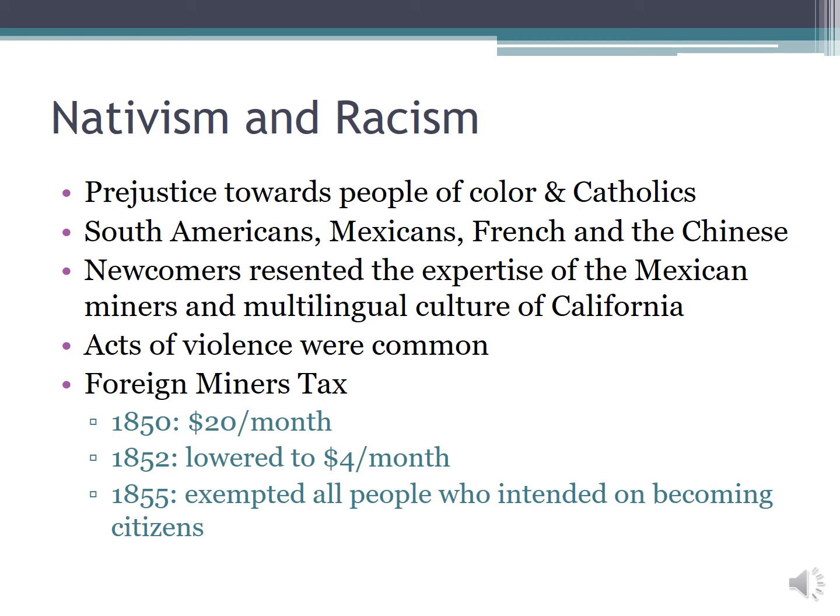an advantage, right? So they decided to pass a tax called the Foreign Miners Tax, or the Miners Tax of 1850. This was a tax put on people who were actively mining a claim of $20 a month if you were a non-citizen. And by non-citizen, that meant that you were not an American citizen, right? Because remember, California is admitted into the Union as a state in 1850. So this was a tax of $20 a month.